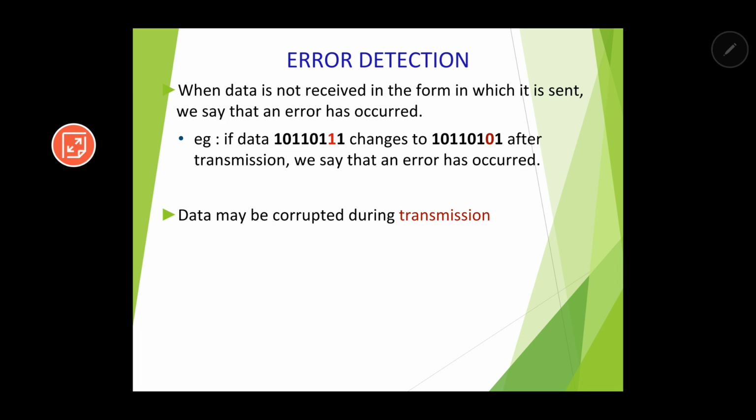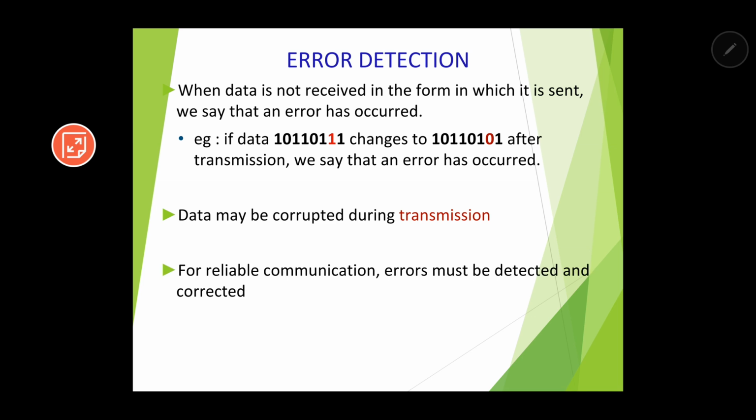Now why does error occur? The data, while going from the source to the destination, needs to go through various transmission media. While going through the transmission medium, the data might be corrupted. So for reliable communication, these errors must be detected and corrected.